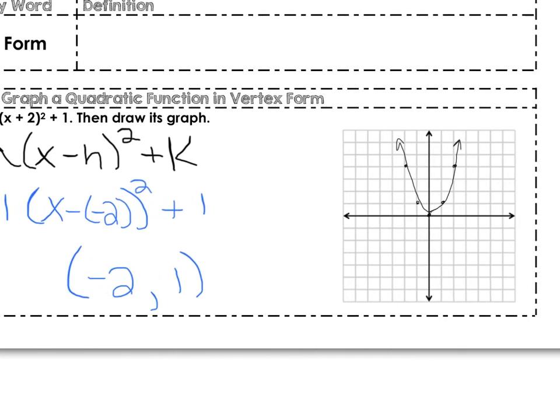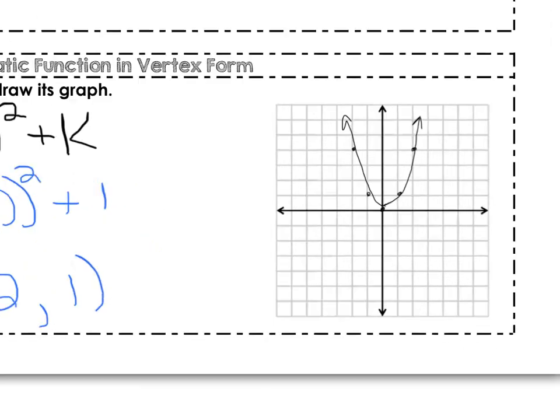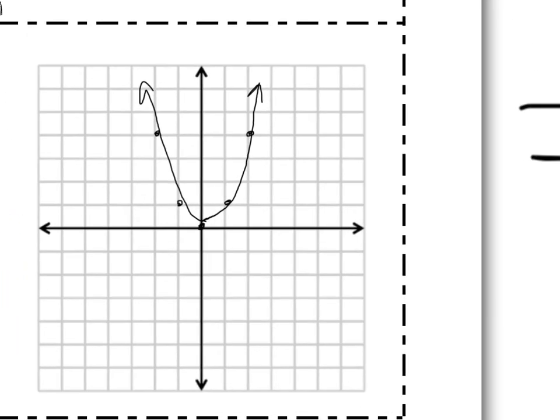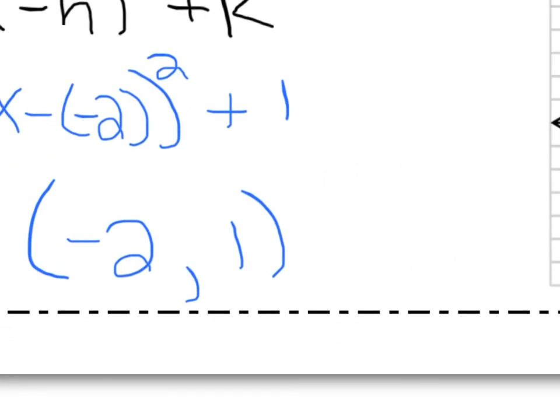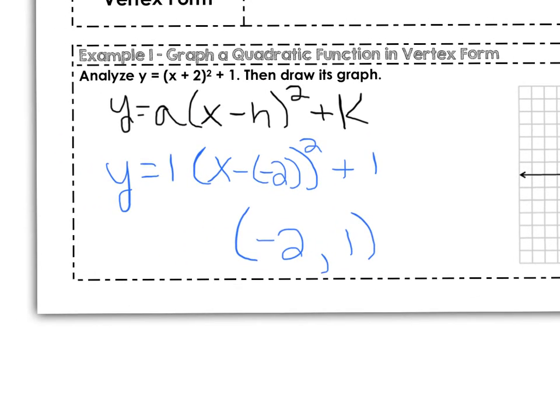So if all of a sudden we're relating and comparing it to our parent function, negative 2, 1 is located right here. Notice that the vertex for our parent function is at 0, 0. So in terms of transformations, we move to the left by 2 units and then up by 1 unit, which is evident just by looking at our equation here. Notice that the inside, connected to the x, tells us our horizontal transformation. We move to the left 2 units. On the outside is our value for k. It tells us how we shifted up. We went up 1 unit.